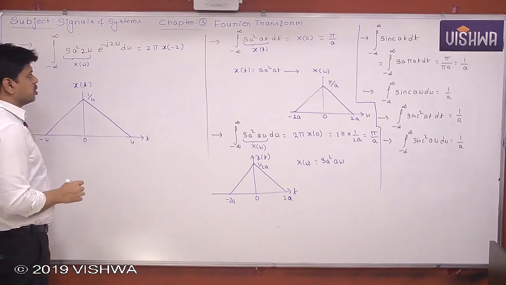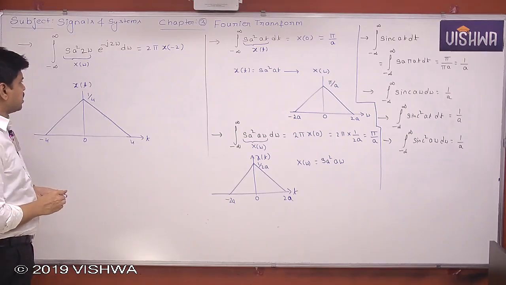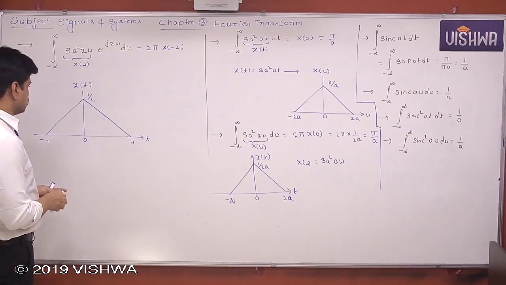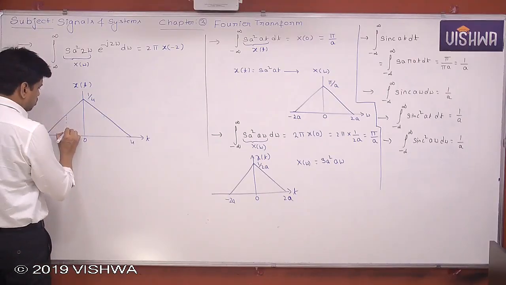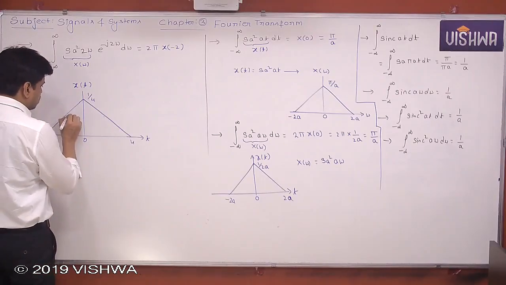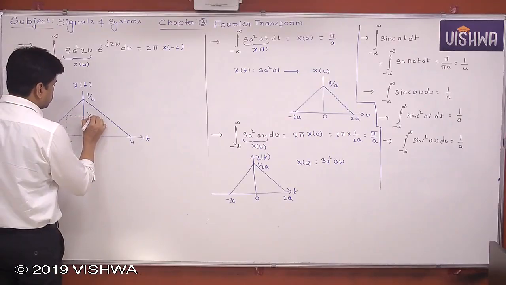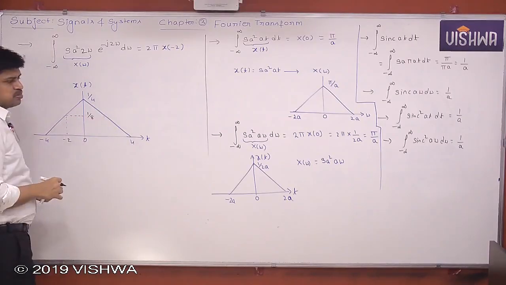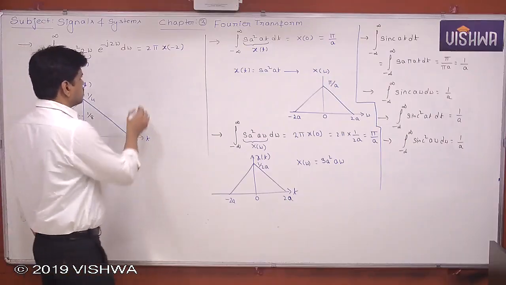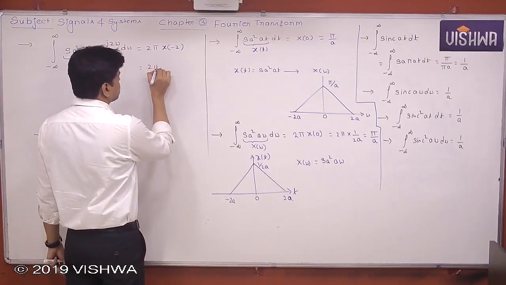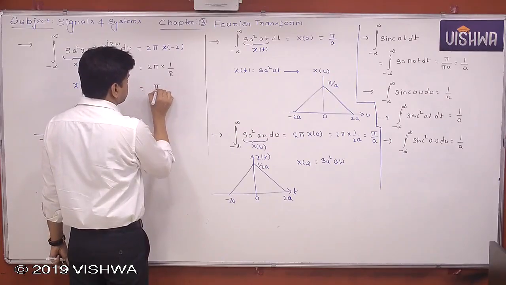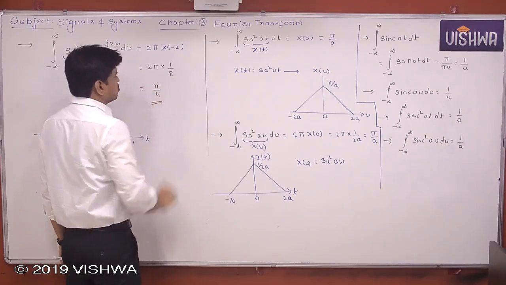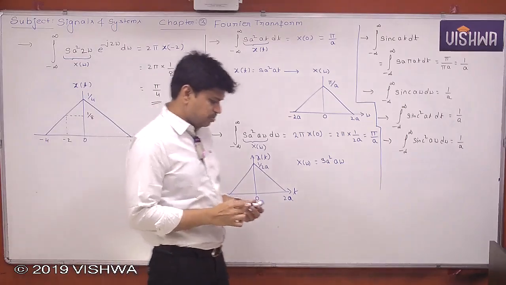Now I want the value of x of t at t equal to minus 2. So tell me, at minus 2, what is its value? At minus 2, its value is equal to 1 by 8. If I substitute that, 2 pi into 1 by 8 is nothing but pi by 4. That is the answer.